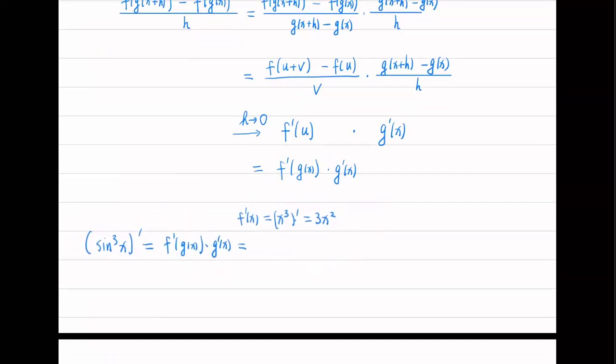So this will be 3 something square. So what is this thing over there? Sine. Okay, how do you get that? Sine x is g of x. Okay, g of x is sine, and we know the derivative is cosine. So there will be cosine x. Okay, so then we can realize this 3.